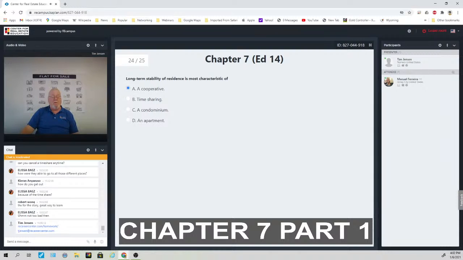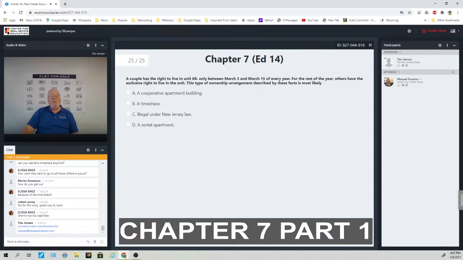And the last question for the day, a couple has the right to live in Unit 6B only between March 3rd and March 15th of every year. For the rest of the year, others have the exclusive right to live in the unit. This type of ownership arrangement described by these facts is most likely what? Okay, you guys rocked this one. 98%. Way to go. B for boy, a timeshare. Absolutely. Good job.